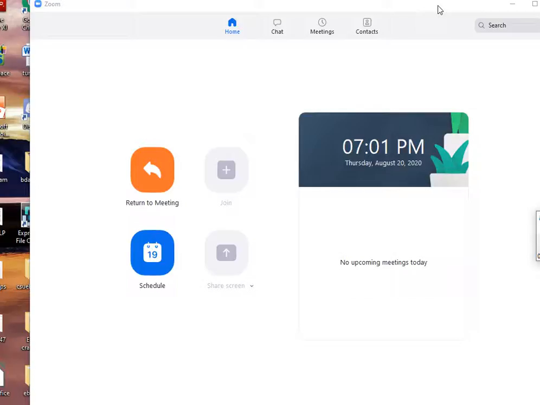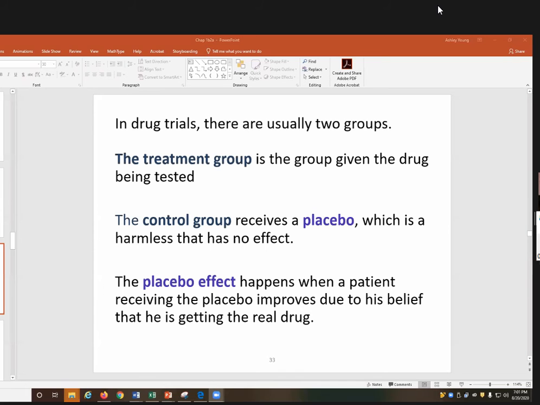In this example, the fact that you get a pill at all makes you think you're going to get better, right? Just because you think you're getting something that should make you feel better.